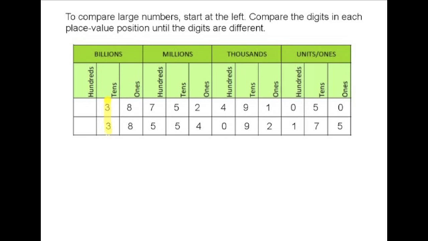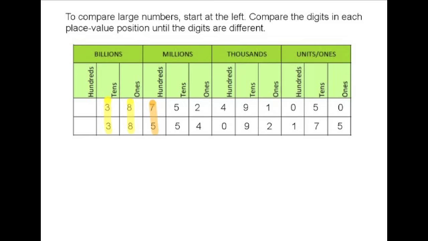So in the tens billions place, both those threes are the same. So that's not going to help me decide which number is bigger or smaller. So I go to the right and I see that both digits in the 1 billions place are also the same. They're both 8. So finally I move to the 100 millions place and I see that there's a 7 and a 5.